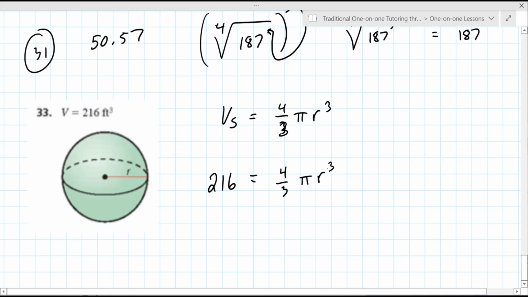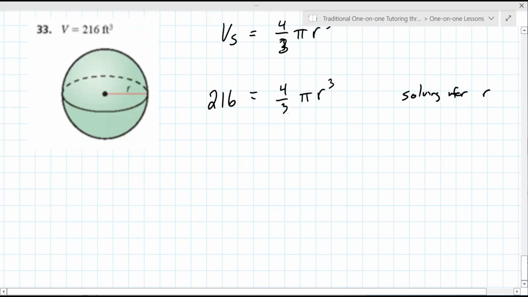So you're effectively just solving for r, which is not difficult, but you have to remember the steps. I got to undo the 4/3. I got to undo the pi. I got to undo the cube root, the 3, the cube. So there's a few steps here. I'm not sure how comfortable you are with any of this, but you're going to undo this by multiplying both sides by 3/4.